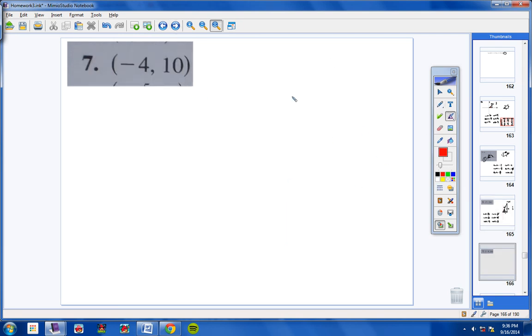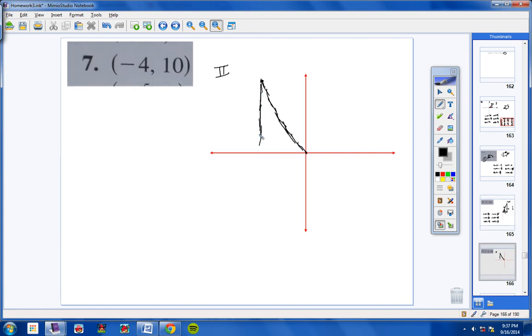Now number 7 is (-4, 10). So if we go over 4 and up 10, we know that we're in quadrant 2 right here. That's obvious, students. We're going over 4 and up 10. So we go over 4, up about 10, and be about right here, just kind of estimating that. And we'll do a little sketch line here and come down like this. And theta is from here to here.